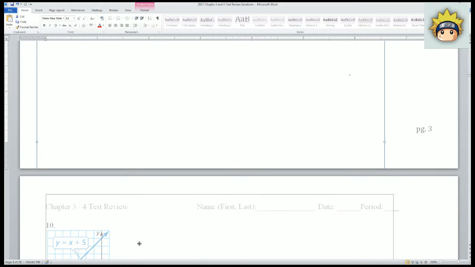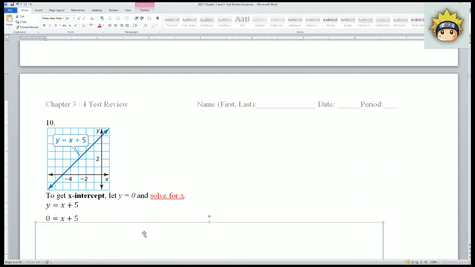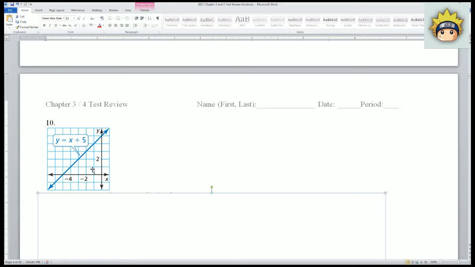Let's do the next one. Let's look at 10. Right? It looks right here. Let's just draw a line. It looks like the x-intercept here is at negative 5, so it's negative 5, 0. And it looks like the y-intercept here, let's count it, 1, 2, 3, 4, 5, is also 5, positive. So the x-intercept is negative 5, 0, and the y-intercept is 0, 5.